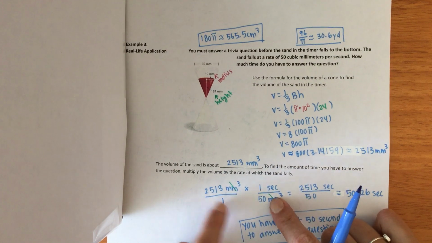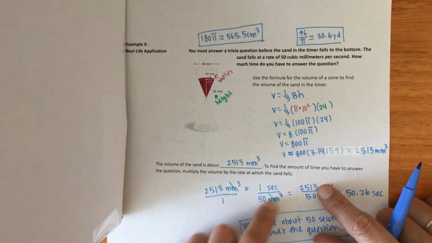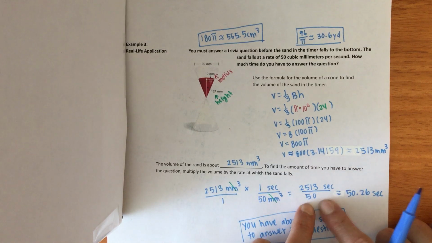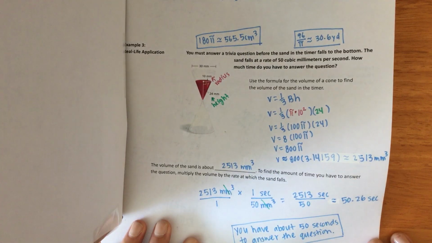So I just multiply straight across. 2,513 times 1, and 1 times 50. I get 2,513 divided by 50, which gives me this answer here. Okay, and I realize that's really hard to see.